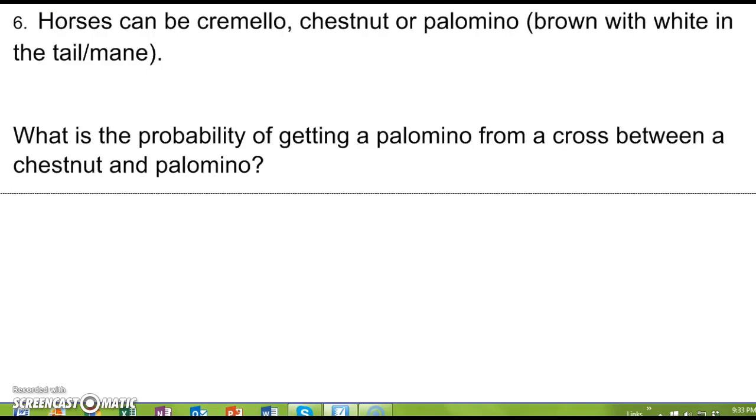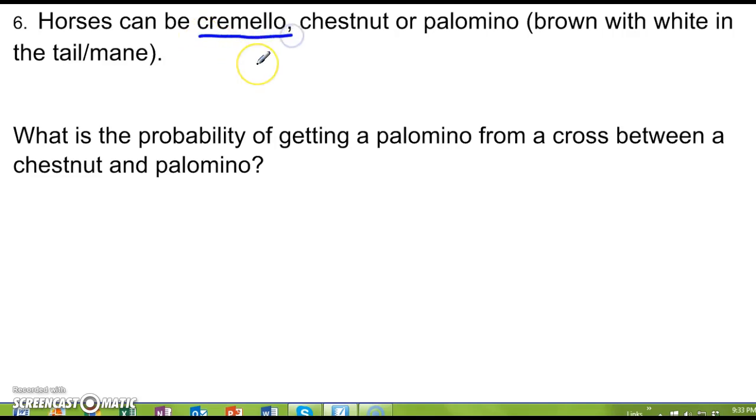Taking a look at question number 6, we're looking at horses. We've got 3 possible phenotypes. We have a cremello, which is just a light cream colored horse. We have a chestnut, which is just a dark brown. And then we have a palomino, which is basically a hybrid of the two. It'll have that brown chestnutty color in there, but then it also has the cream or the white in its tail and its mane. So the palomino is definitely a mix.